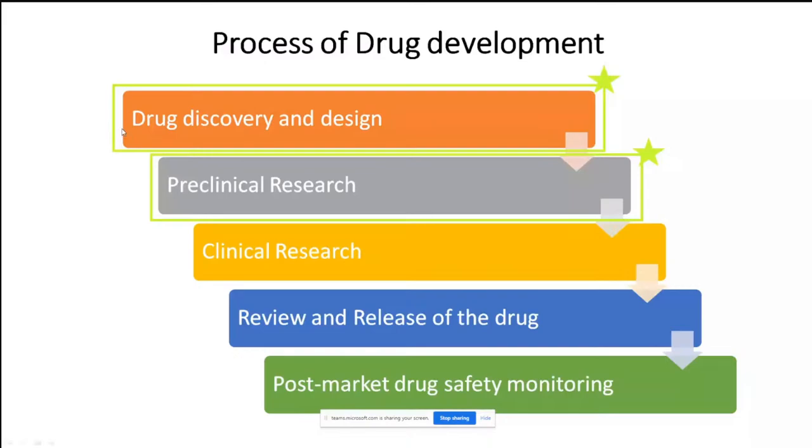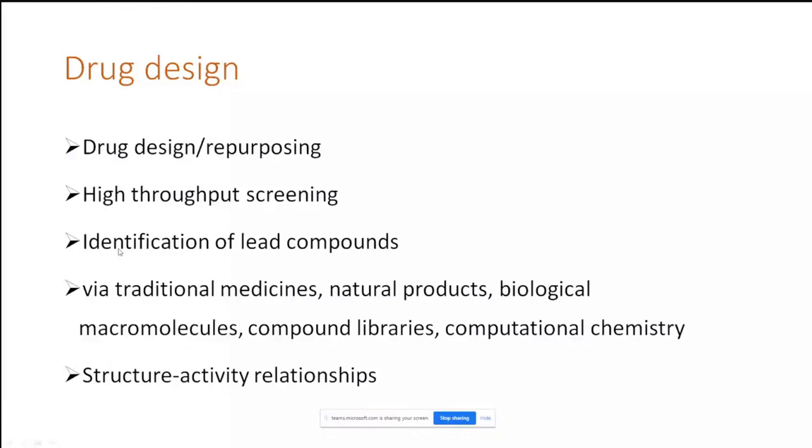The process of drug development is drug discovery and design, preclinical research, clinical research, review and release of the drug, and post-market drug safety monitoring. In drug design, you have drug design or repurposing, high throughput screening, identification of lead compounds, traditional medicine, natural products, biological macromolecules, compound libraries, computational chemistry and structure activity relationship. A lot of success has come from high throughput screening or from traditional medicine and natural products. But for structure activity relationship, a lot of work has been done, but how much success we have achieved is really debatable. So we needed to know much more about structure activity relationship.